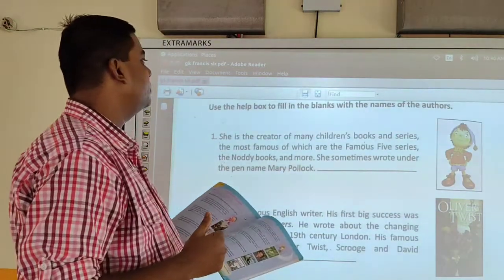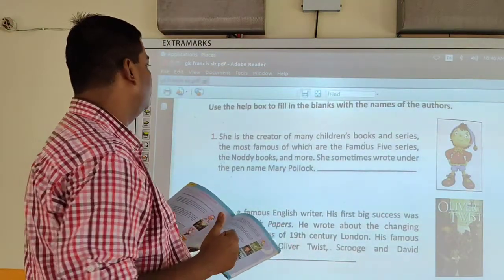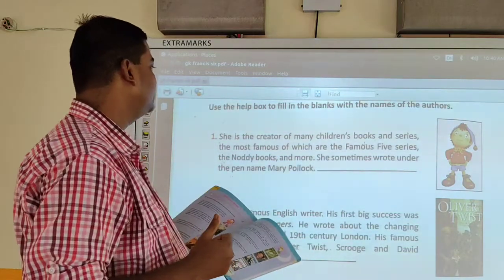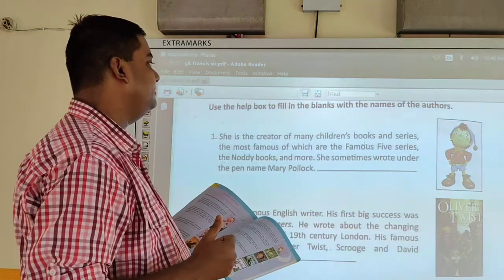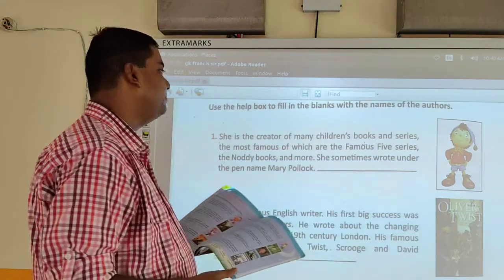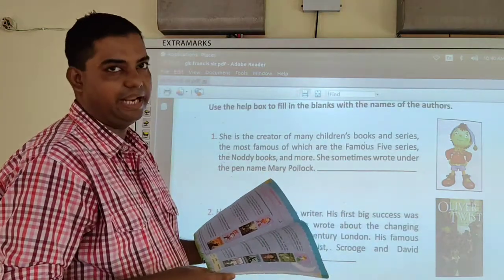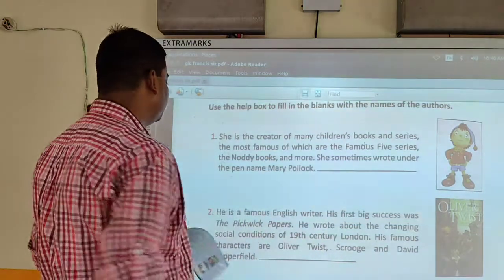She is the creator of many children's books and series, the most famous of which are the Famous Five series, the Naughty Books and more. She sometimes wrote under the pen name Mary Pollock. So let's see the answer to question number 1. It is Enid Blyton.